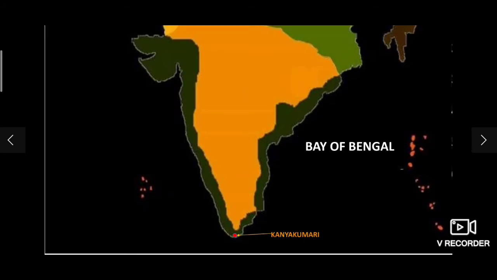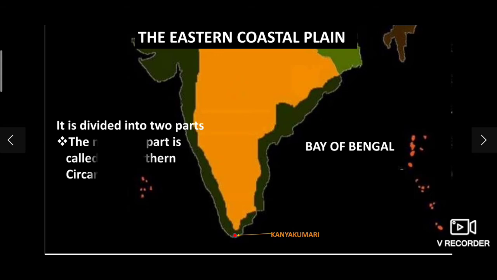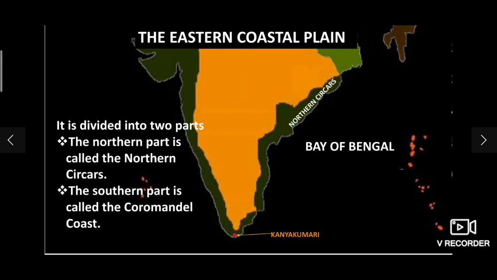The eastern coastal plain starts from West Bengal in the north and stretches up to Kanyakumari. The eastern coastal plains are smoother and wider than the western coastal plain. They are located between Eastern Ghats and the Bay of Bengal. It is divided into two parts. The northern part is called the Northern Sarkars and the southern part is called the Coromandel Coast.